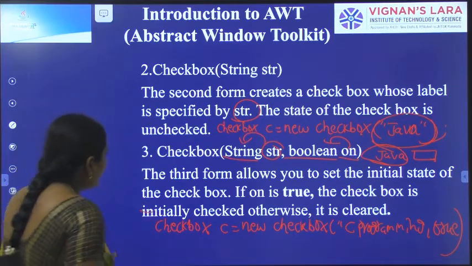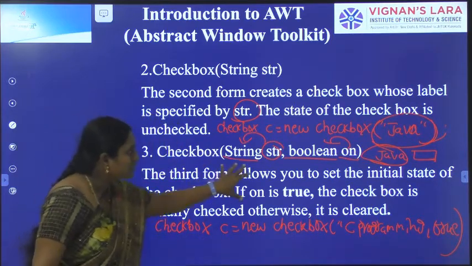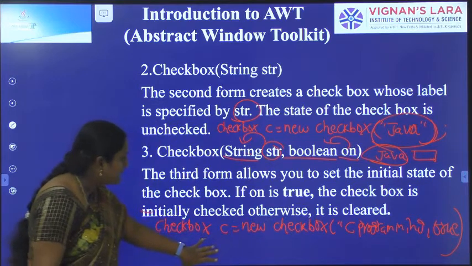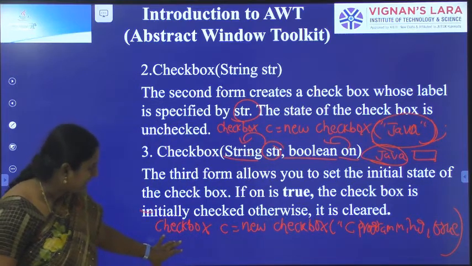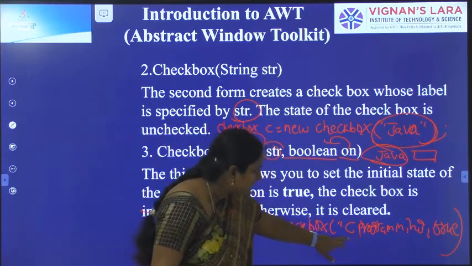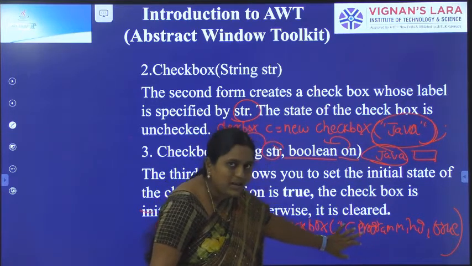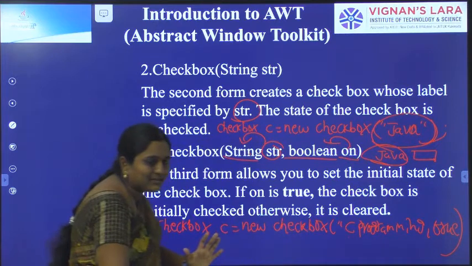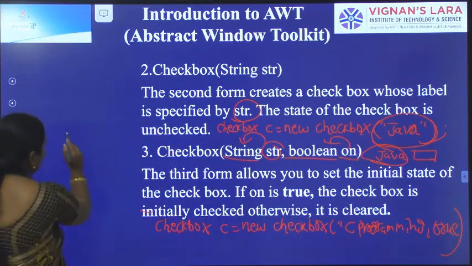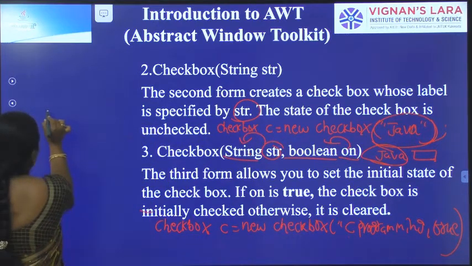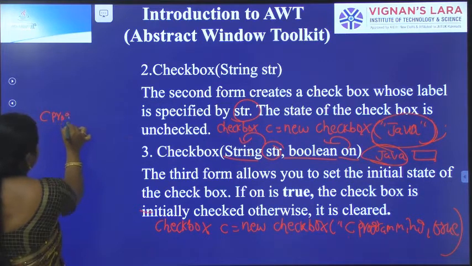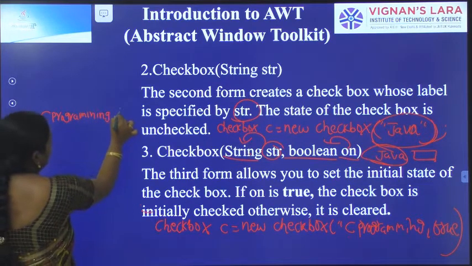So here, this constructor has two arguments, a String and a boolean. Whenever I am creating an object of the class, constructors are invoked. Here I am passing two arguments. The first one is a String, the second one is boolean type. So here C programming is the label. It will create one checkbox. What is the label name? C programming. It will create a checkbox C programming.